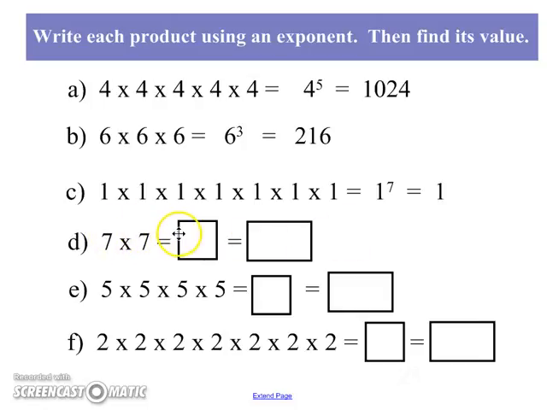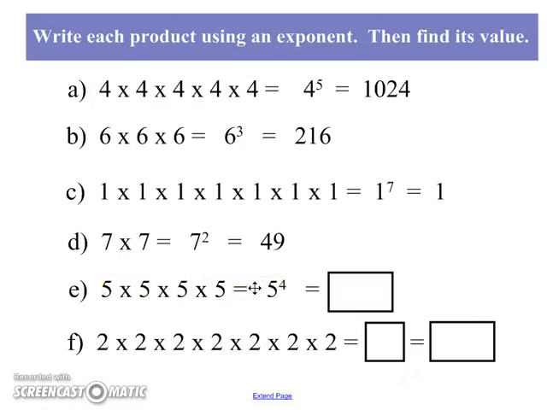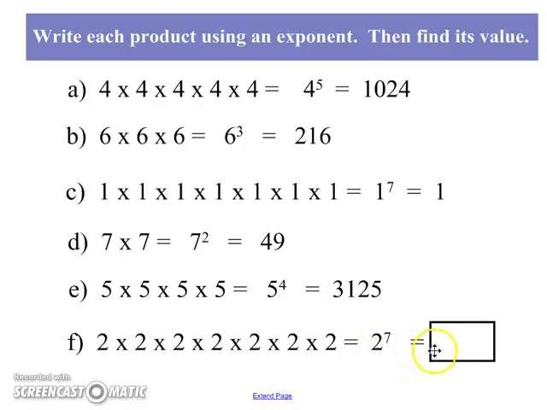7 times 7, well, that's 2 7's multiplied together. 7 squared. 7 times 7 is 49, not 14. 4 5s here, so 5 to the 4th power, and 5 times 5 times 5 times 5 is 3,125. And you'll notice we have 1, 2, 3, 4, 5, 6, 7, 7 2s. So 2 to the 7th power is not 14. It is 128.